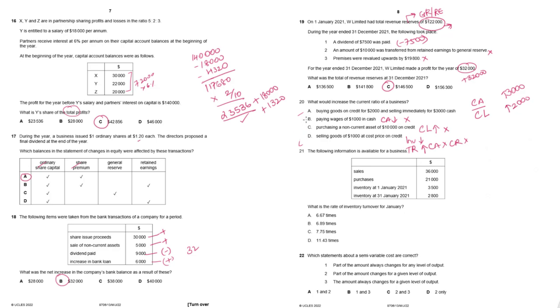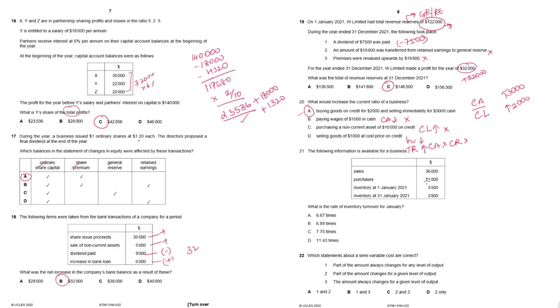So in this case, our correct option is 20A, because I told you in option A, it depends what the current assets and current liabilities are. It can either increase or decrease. But since all other options are not correct, now we're confident that it's 20A.